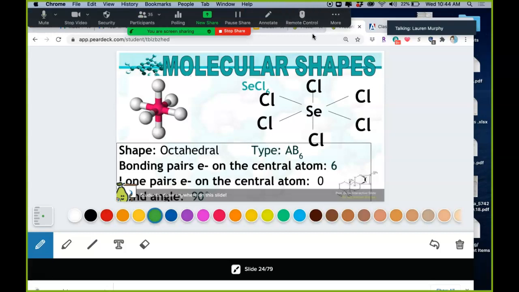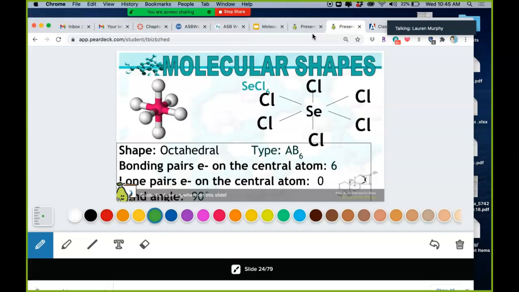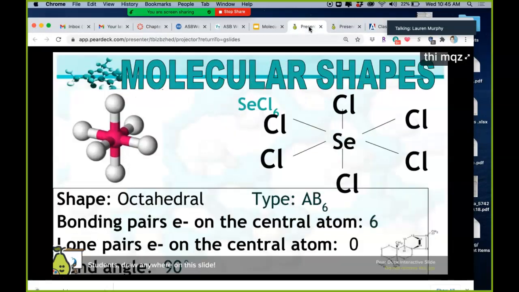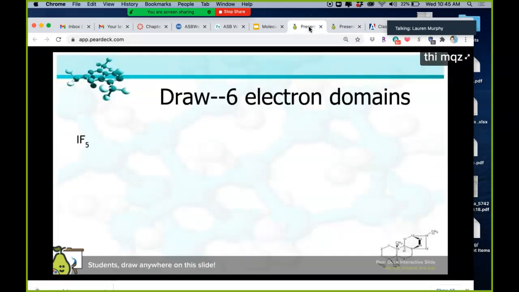Okay. So now we're going to take octahedral, 6 electron domains, and we're going to rip an atom off and replace it with a lone pair. So please draw IF5.